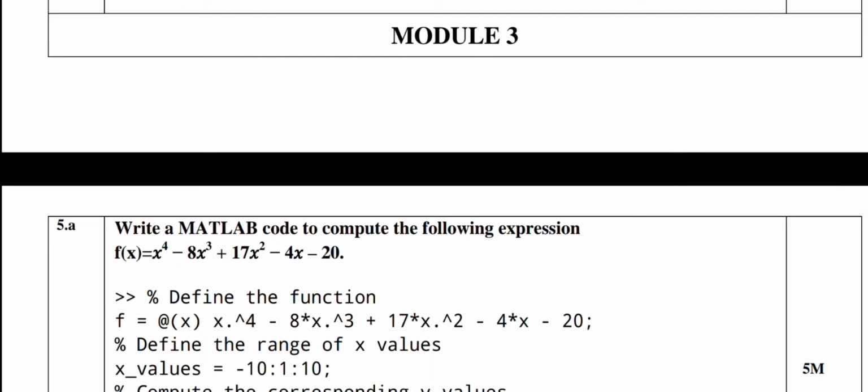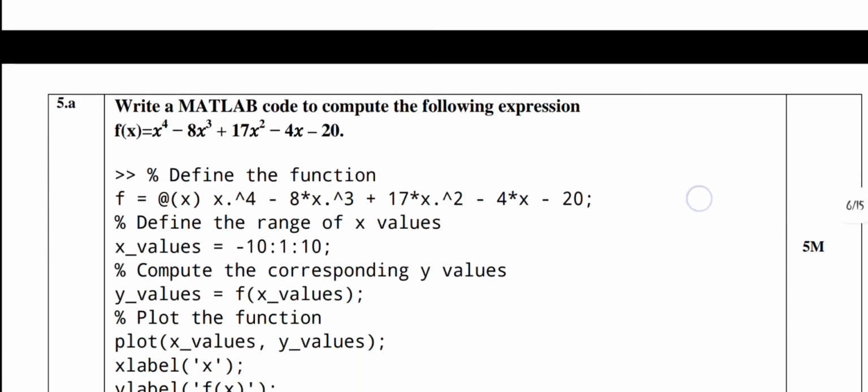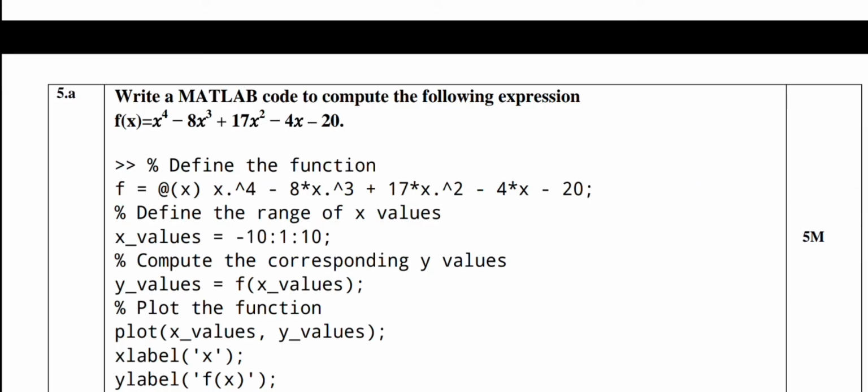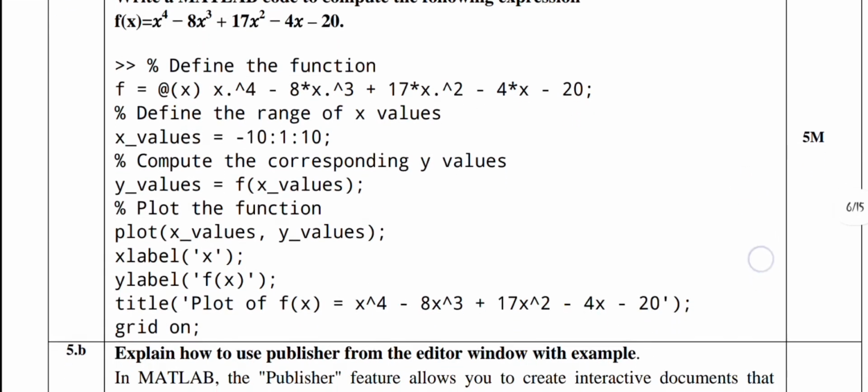5a, write a MATLAB code to compute the following expression. So f of x is equal to x to the power 4 minus 8 into x to the power 3 plus 17 x to the power 2, or square, minus 4x minus 20. So we are given the answers also.